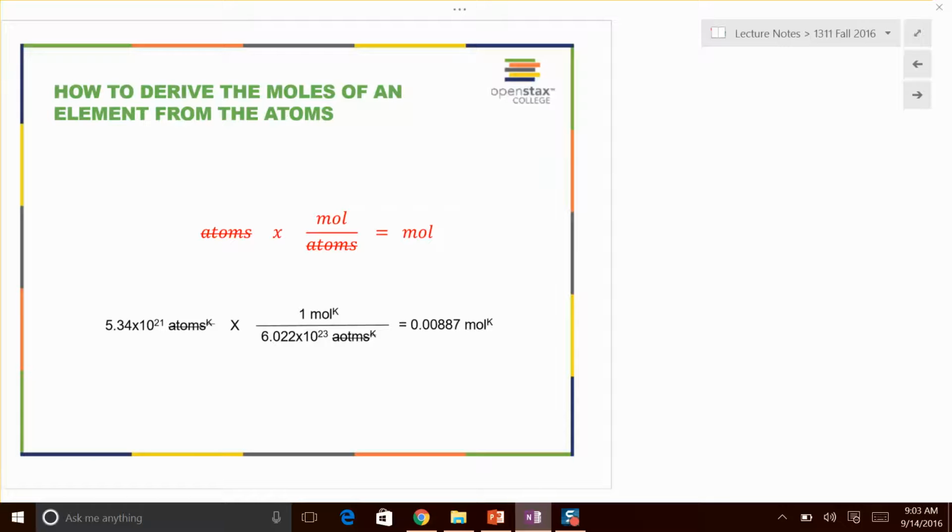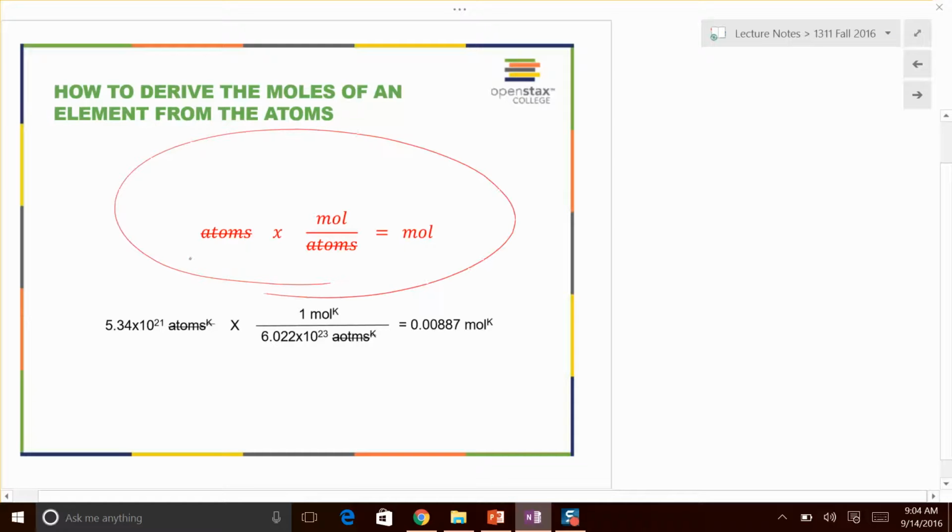So I would set it up in this fashion. You always start with what you're given. This is what I'm starting with, and I want to convert it to moles. So the process is atoms to moles. I'm going to multiply my atoms by this conversion factor of atoms to moles. Moles is on top because that's what I want to get. Atoms is on the bottom because that's what I want to get rid of. The atoms units cancel, and I will be left with moles. This is the process that I need to follow. Okay?